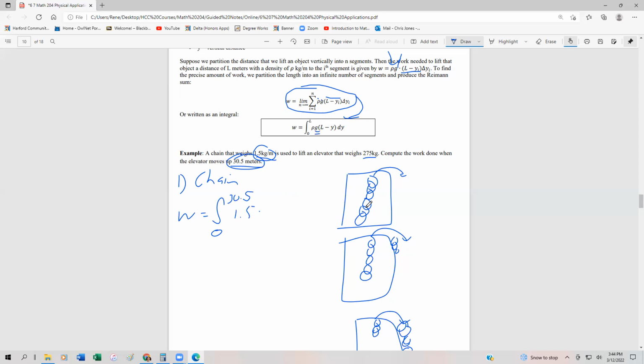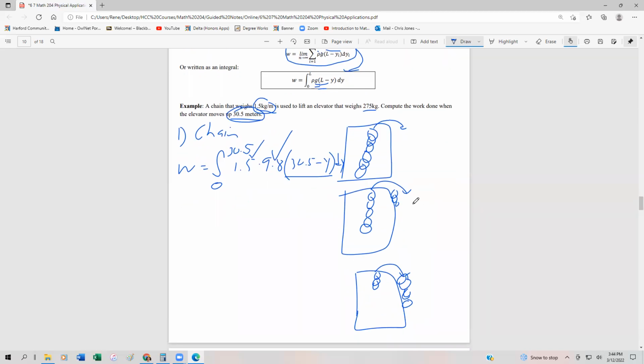We have the gravitational constant, 9.8 meters per second squared. And then finally, we know that L is going to be 30.5 minus y dy. Okay, so that's going to be our integral for this. Again, this is our density function, this is going to be our gravitational constant, and then this is going to be the length.